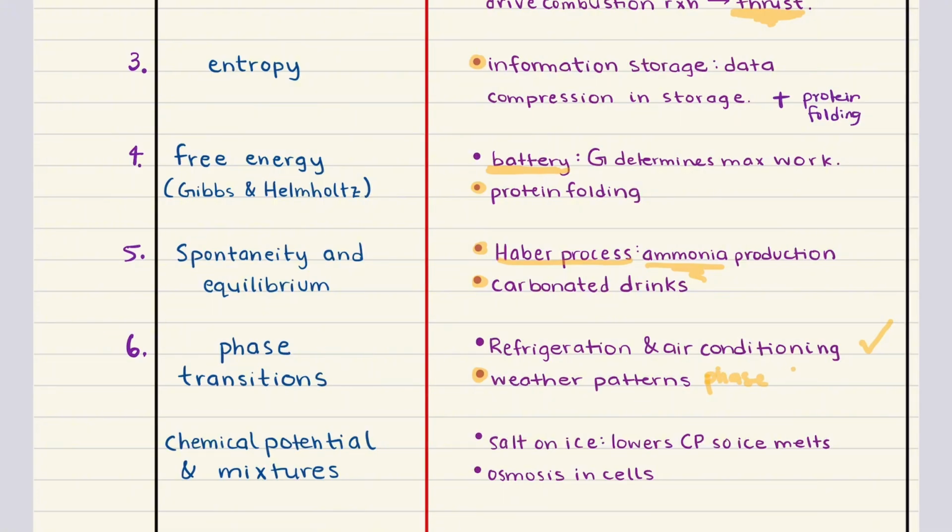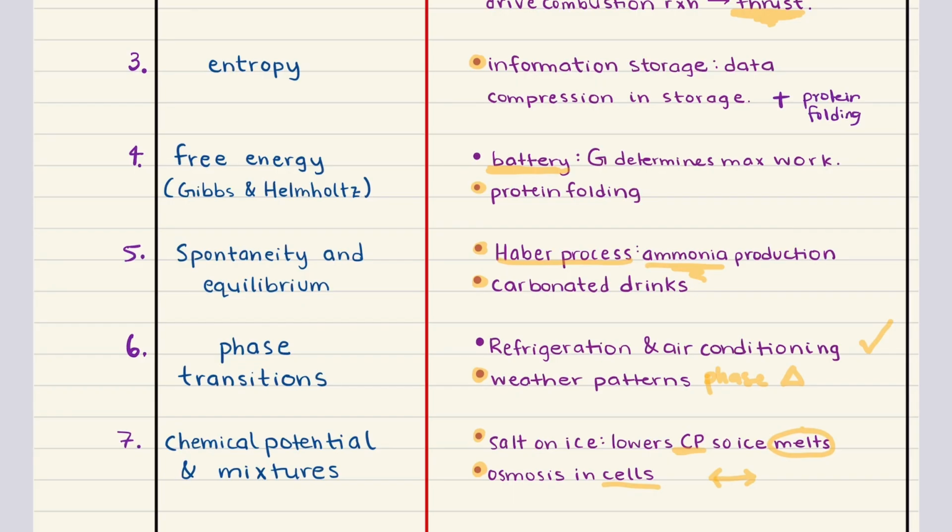Finally, chemical potential and mixtures are super important for explaining behavior, again, in both chemistry and biology. Adding salt to ice lowers the chemical potential of water, which causes the ice to melt. In living systems, osmosis relies on differences in chemical potential across membranes to regulate the movement of water in and out of cells to maintain homeostasis.